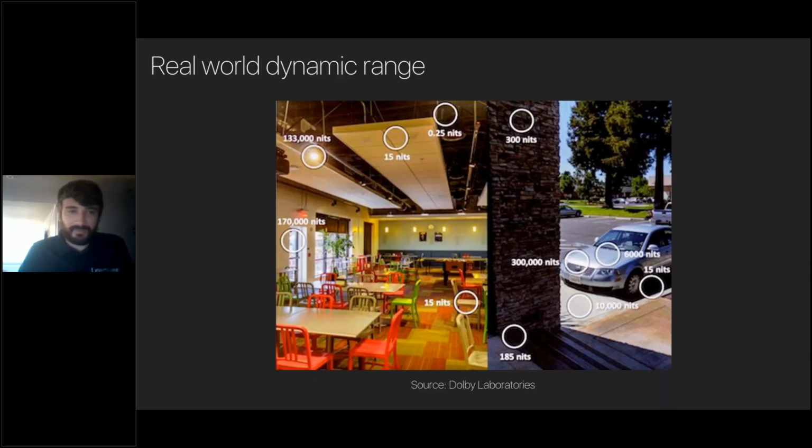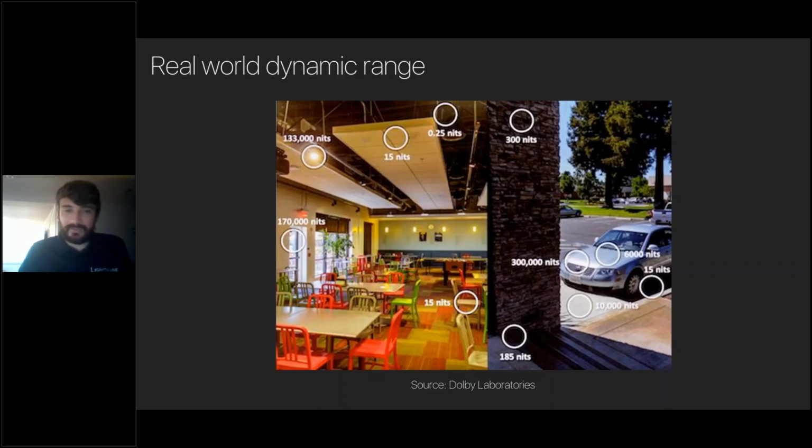But if we have the light coming in from outside or coming from the light bulb, we've got 170,000, 133,000 nits. So within that one scene, that one cafeteria, we've got a range between 0.25 and 170,000, and that's quite a large dynamic range.